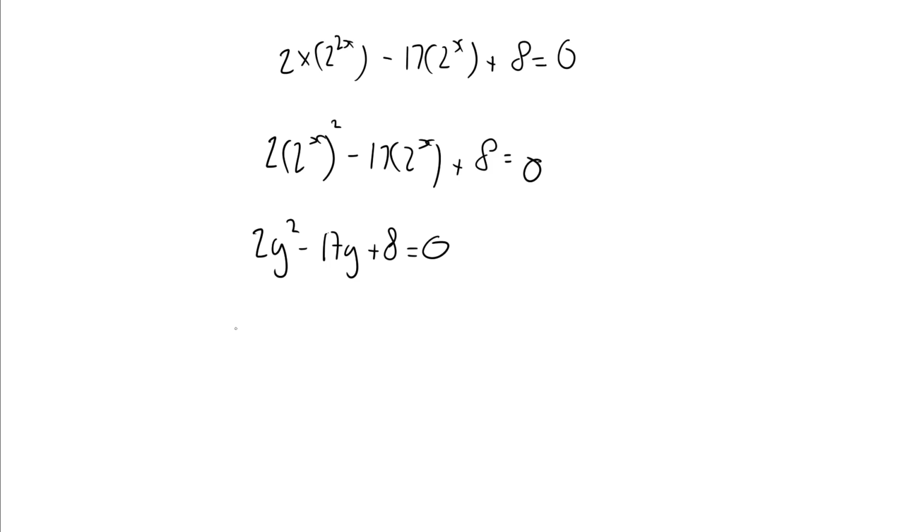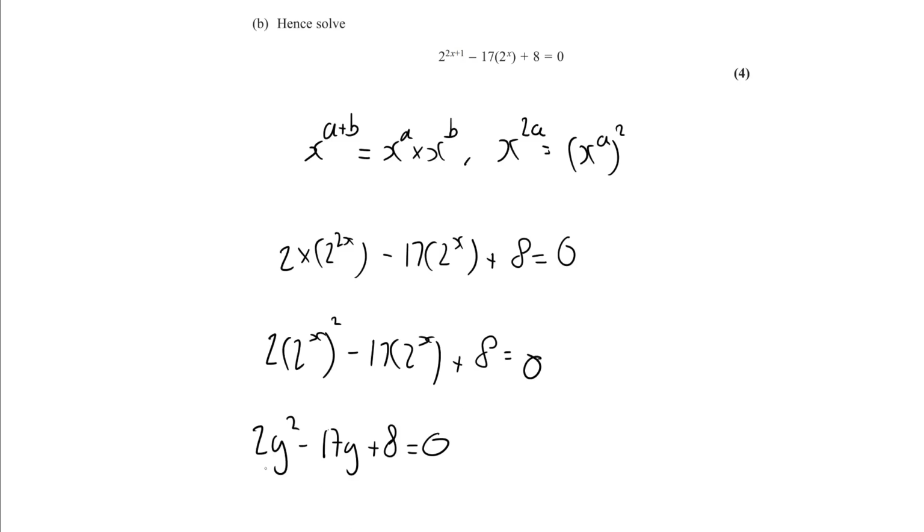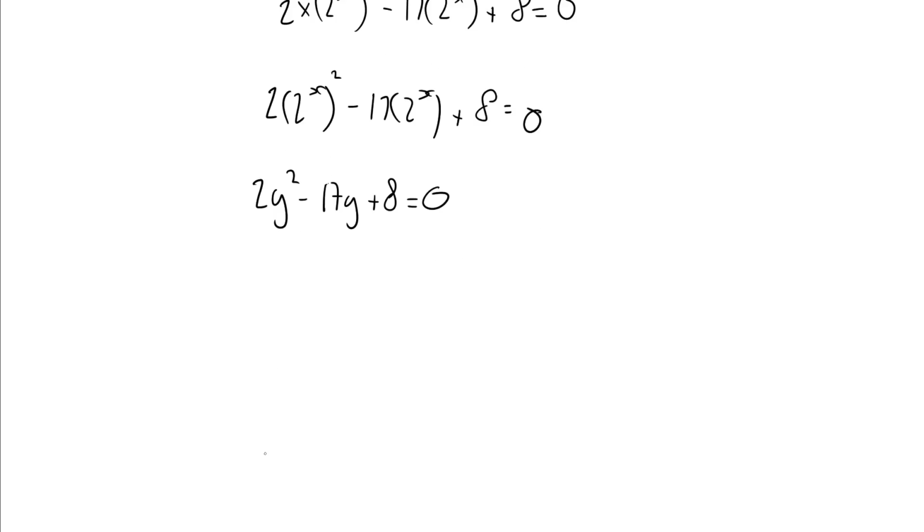So now that we've done part 1, part 2 tells us to hence solve this equation. And we've just shown that it's equal to this quadratic here, where y is equal to 2 to the x. So in order to solve this quadratic, we're going to try and factorize it. And we know that when we factorize, we must have two numbers which times together to make this, and add together to make this. But we've also got this 2 here, so that might change up what we're going to put in.